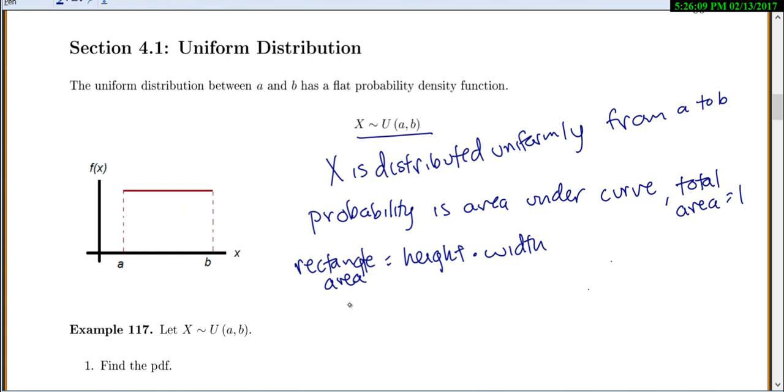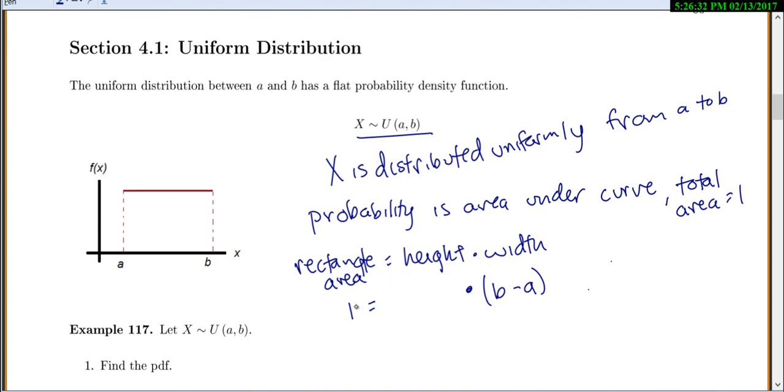So in our case, our area is 1. We don't really know what the height is yet, so let's leave a blank space. And our width would be what? We're going from A to B. How would you find the width? Just B minus A, right? If this was from 2 to 5, you do 5 minus 2 and you get 3. The width would be 3.